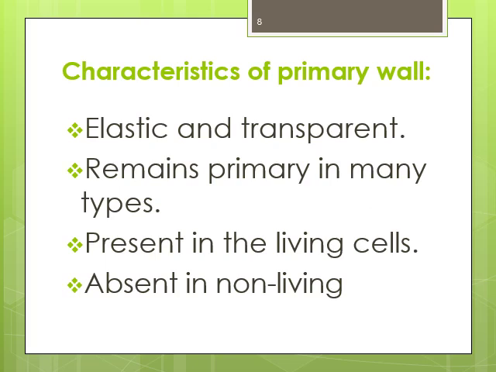Here we have the characteristics of a primary wall. The primary wall is flexible in nature and permeable also. Due to this, the primary wall is elastic and transparent. A number of materials pass through it. It is the first wall formed in the developing cell, and it remains primary in many types of mature cells. It is present only in living cells, and it is absent in non-living cells like tracheids and sclerenchyma. As an example of living cells, we have meristem cells.